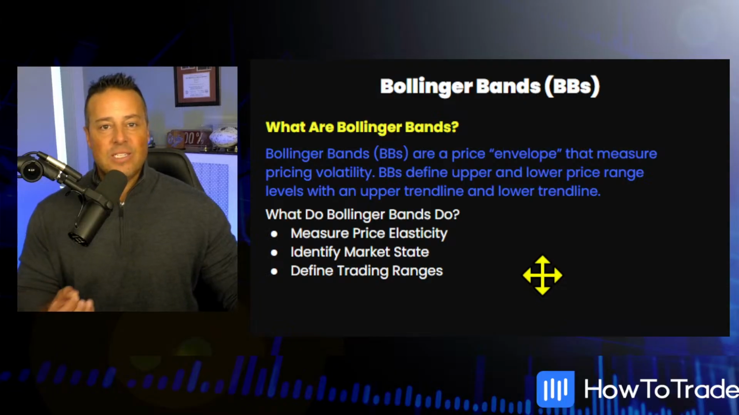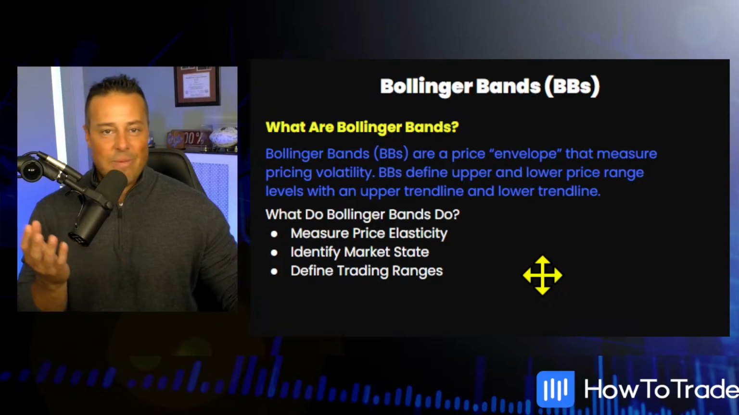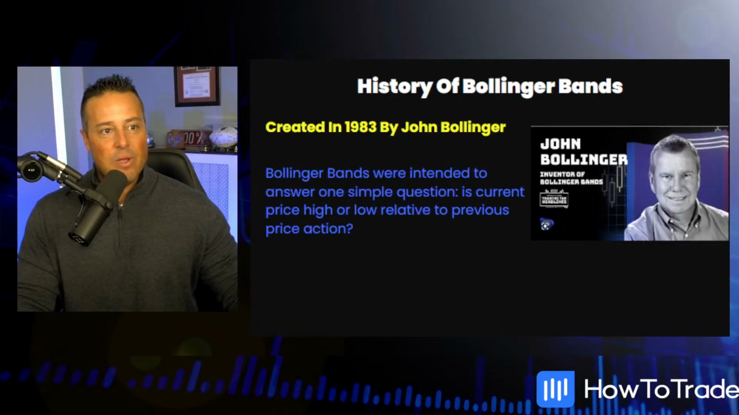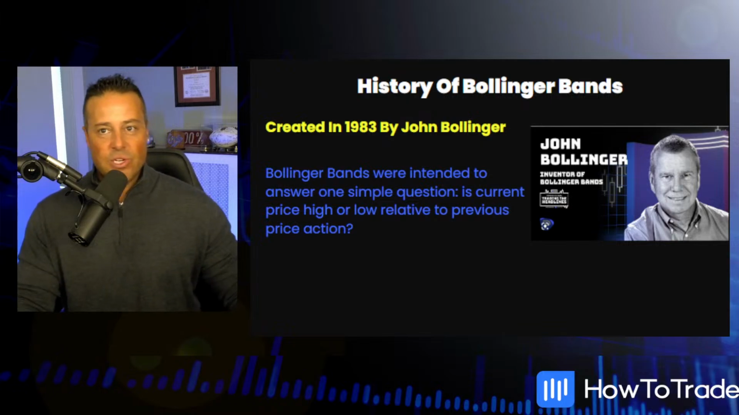They are a representation of the relative volatility present in the market. You'll see exactly what I mean when I show you on the charts. That's it. Don't get confused. Don't let all this stuff confuse you. A lot of folks really just get bogged down in the minutia. History, 1983 by John Bollinger. This was supposed to be a revolutionary way to trade.